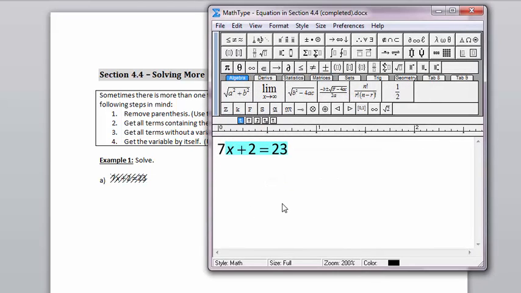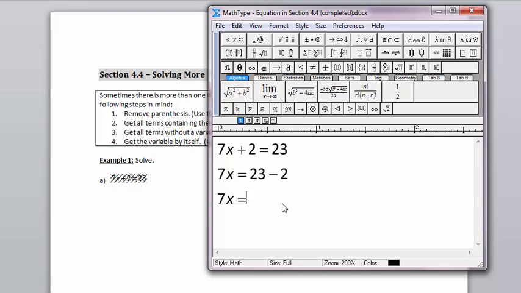The first example is 7x plus 2 equals 23. And we know that when we want to solve this, our goal is to get the x by itself. So anything that is not x needs to be gotten rid of. If we've got a positive 2 here, we're going to subtract 2 from both sides. Because we know that positive 2 minus 2 is 0, getting that 7x by itself.